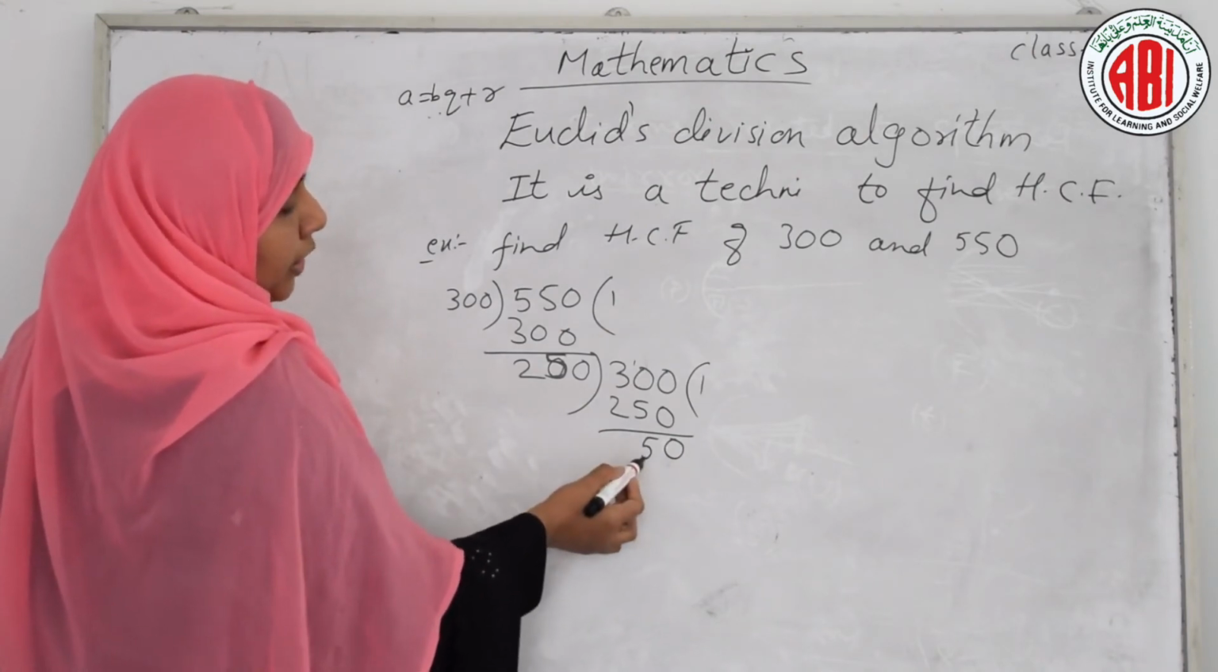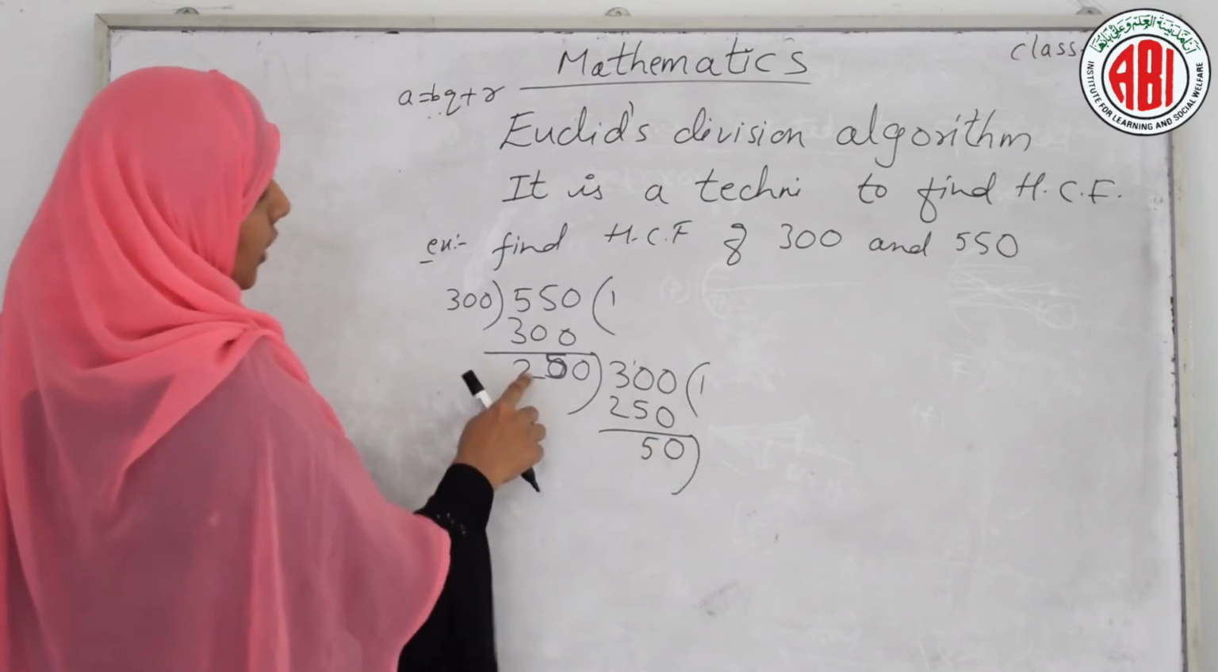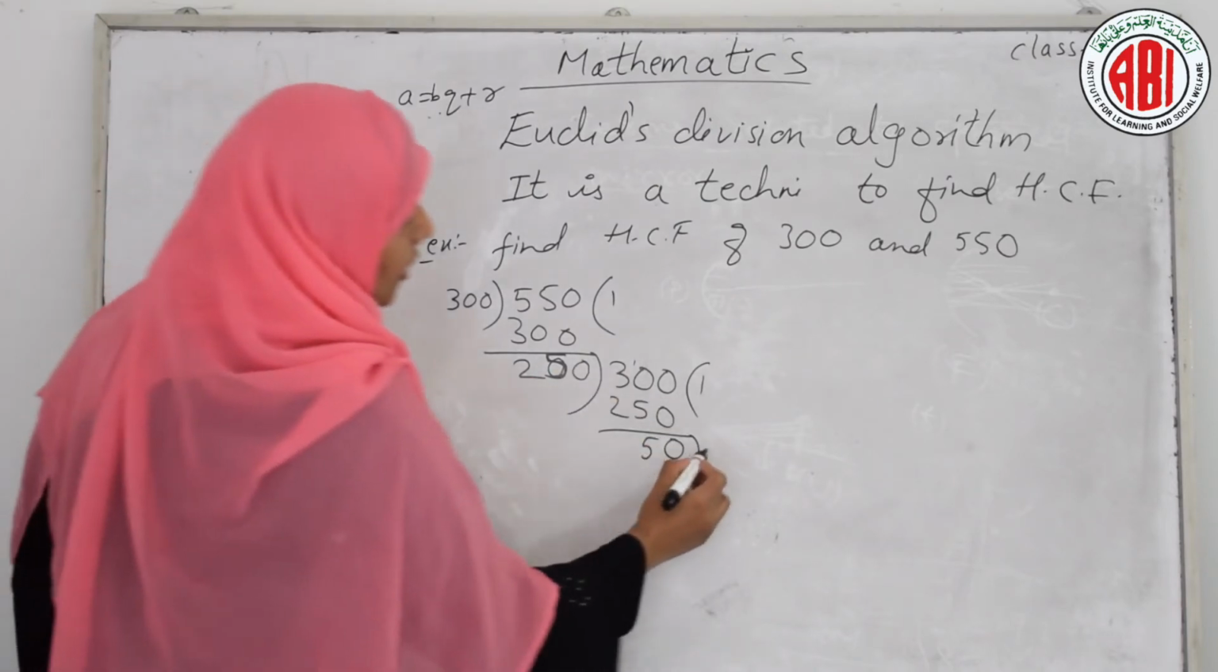Now again we are not getting remainder 0, we are getting 50. So we will make this 50 the divisor. Now again we will do this. This one we will take as the dividend.